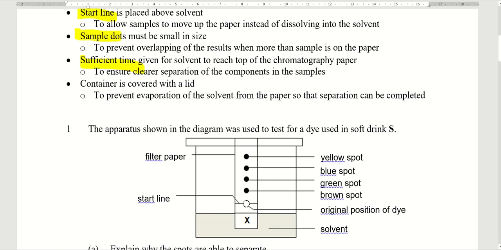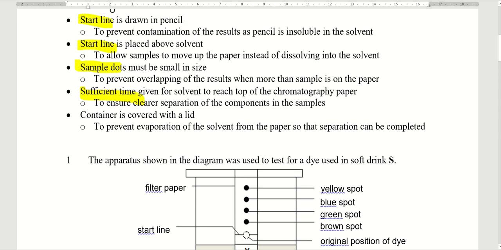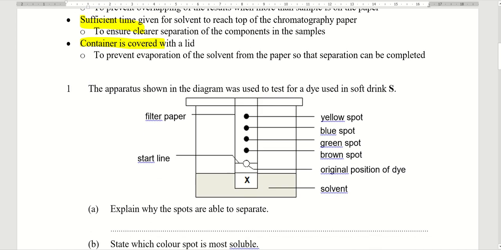Moving on, the container is actually covered with a lid. Why should it be covered with a lid? It is to prevent the water, or the solvent, from evaporating. Once it evaporates, it will affect the results and they will not be so accurate.